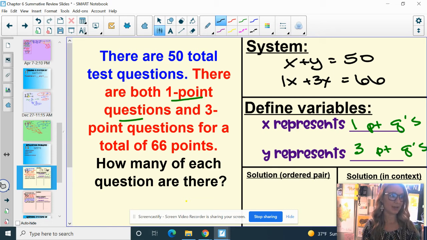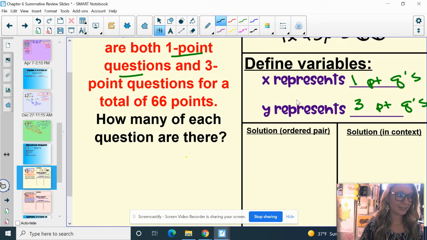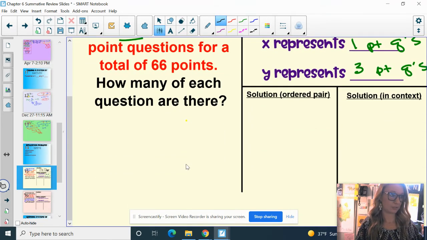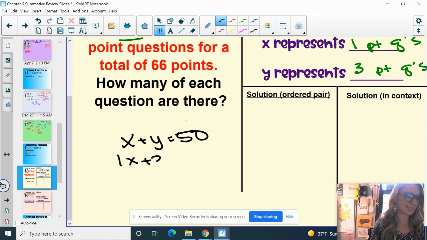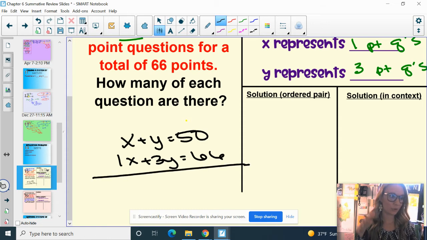We defined our variables. Well, now we have to go ahead and solve. So I'm just going to copy it down here. Yes. All right, when you're looking at this, they're both in standard form. You've got x's, y's, regular numbers. That's your clue to eliminate. Yes, that's what we're going to do.